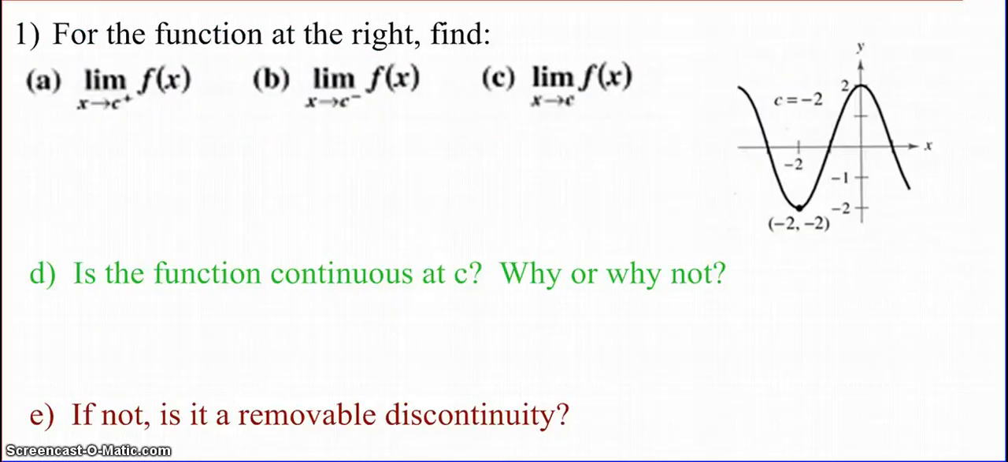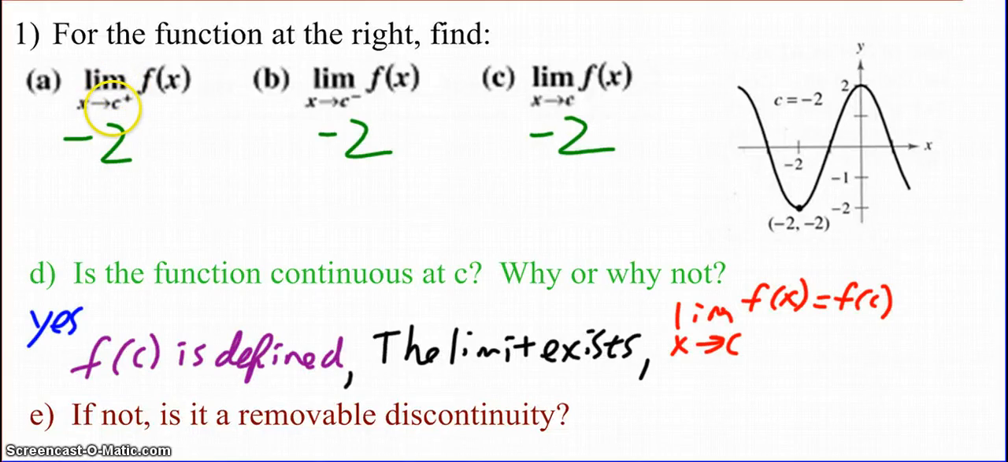Okay, so now on to some examples. For the function at the right, I want you to find the limit as x goes to c from the right, as x goes to c from the left, and the limit as x goes to c. Determine: is the function continuous at c, and then explain why or why not. And if it is not, is it a removable discontinuity? Pause the video, answer those, unpause when you're ready to check your work.